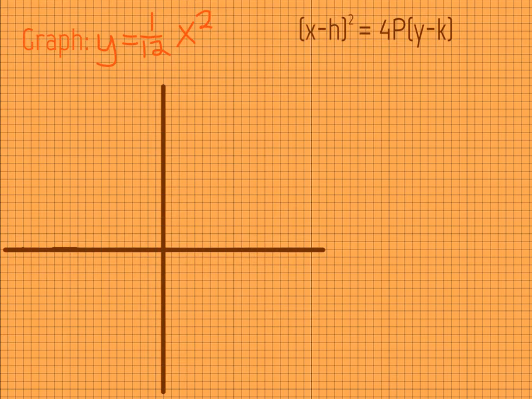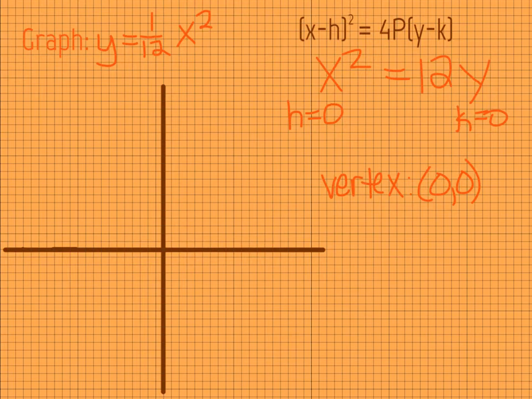(x minus h) all squared equals 4p times (y minus k). So in order to get the x squared part by itself, that 1/12 is in my way. I need to multiply the other side by 12. So when I do that, I'm going to end up with x squared equals 12y. All right, so when I do that, I don't have an h and a k in this problem. That means my h and k are 0 and 0. And that means my vertex is (0, 0).